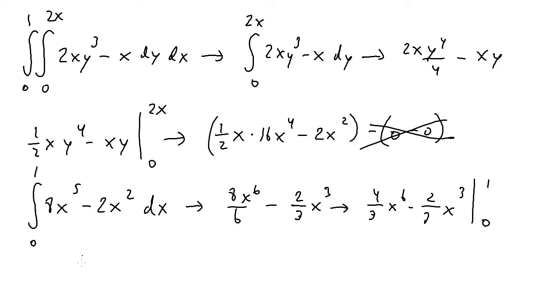So when I plug in 1 for x, we'll get 4 over 3 minus 2 over 3. Minus, when I plug in 0 for x, we'll just get 0 minus 0. That will cancel. And so the final answer is going to be equal to 2/3.